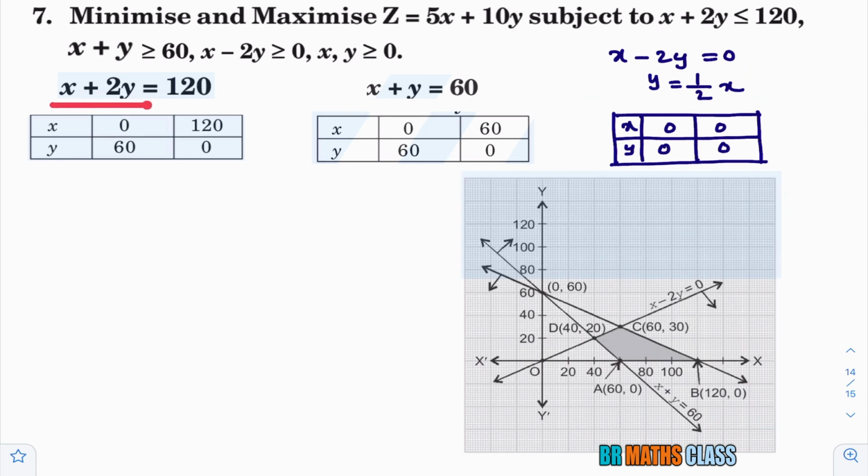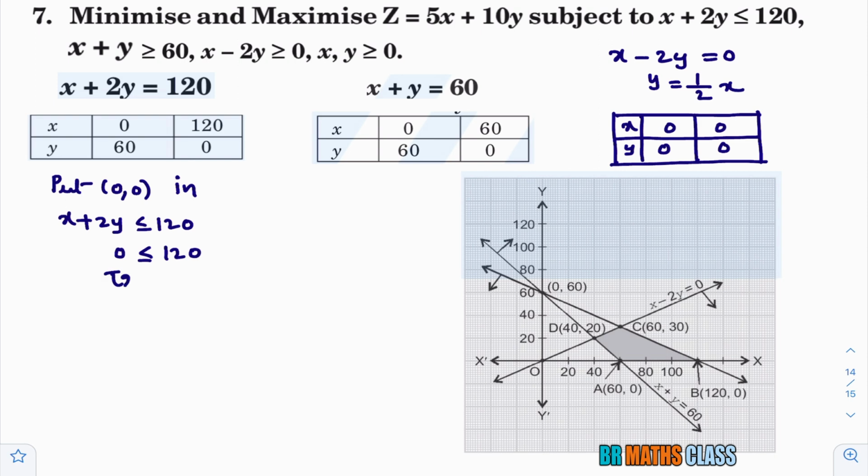Now you identify the line x plus 2y equal to 120. Mark the points (0, 60) and (120, 0). (120, 0) is here and (0, 60) is here, right? So you draw the line passing through these 2 points. You can observe this is this line. For this line, origin side and non-origin side are present? Yes. So you put (0, 0) in this inequality. So I'll put 0 plus 2y less than or equal to 120. When you put (0, 0) in this, what did you get? 0 less than or equal to 120.